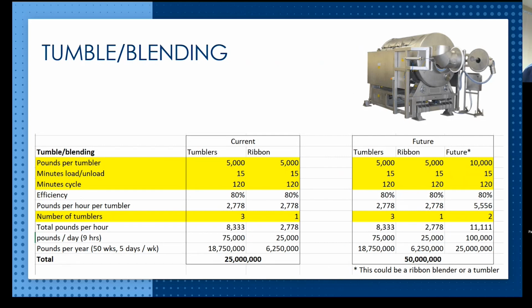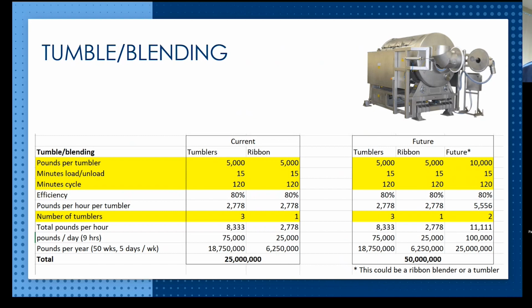Similarly, we're looking at the pounds per tumbler. How many minutes does it take to load and unload? What's the cycle time? So we want the overall cycle time. We apply an efficiency. Typically, we'll start out with an 85% efficiency, and we'll work with clients to determine what that target should be. But 85% is world class, so that's a good starting place. This particular one, we used 80%.